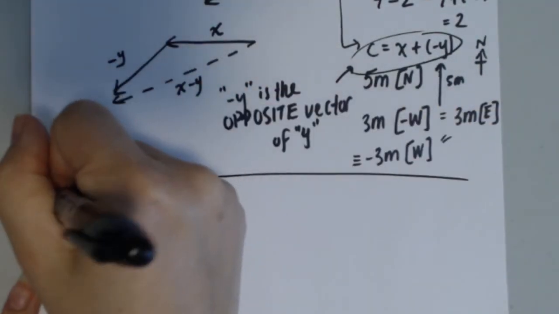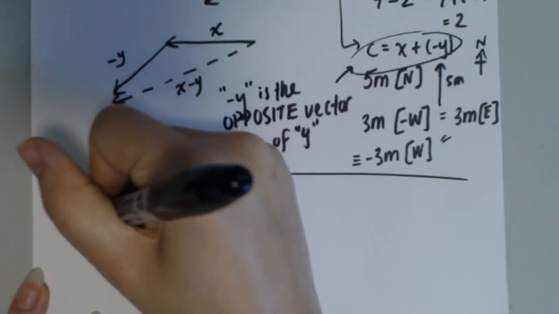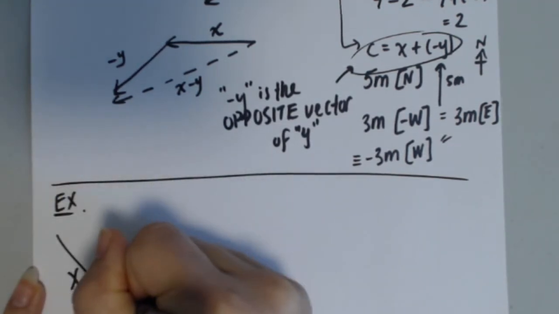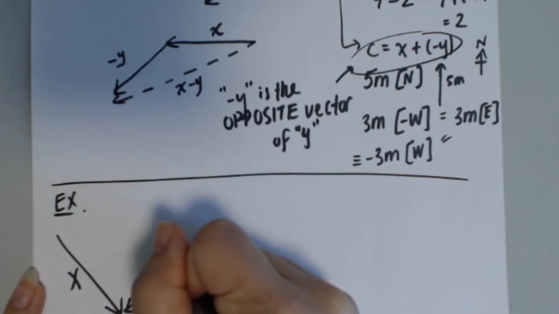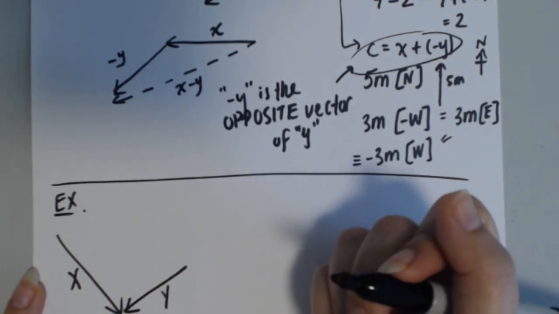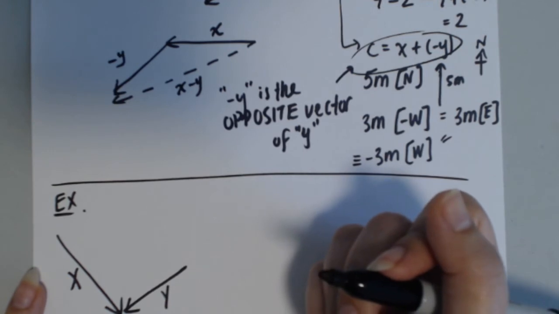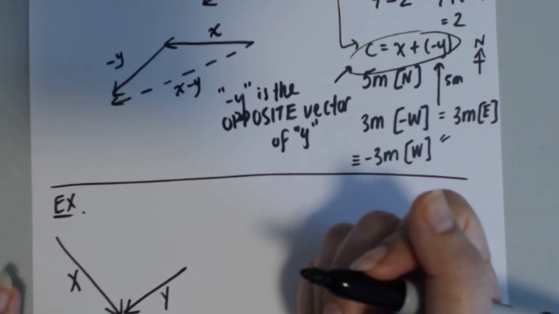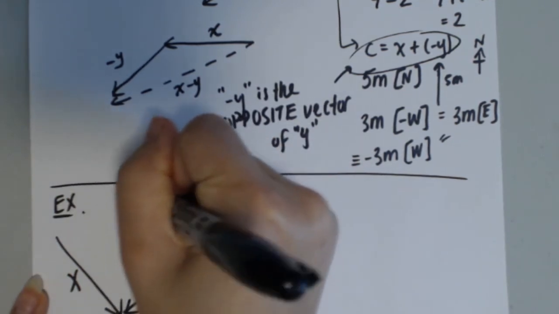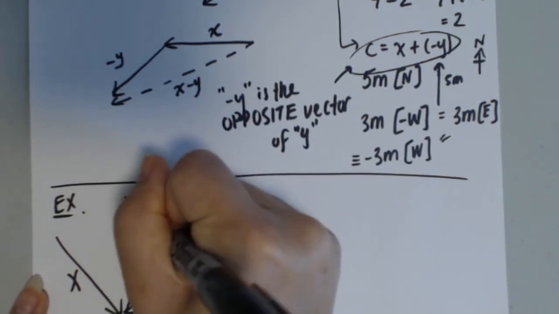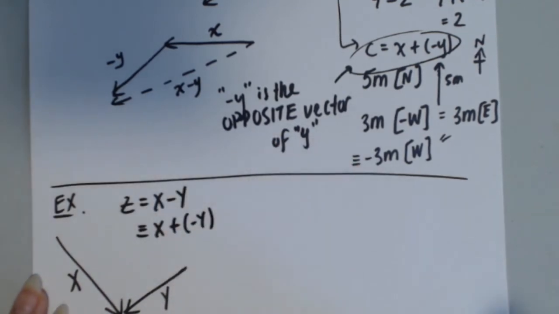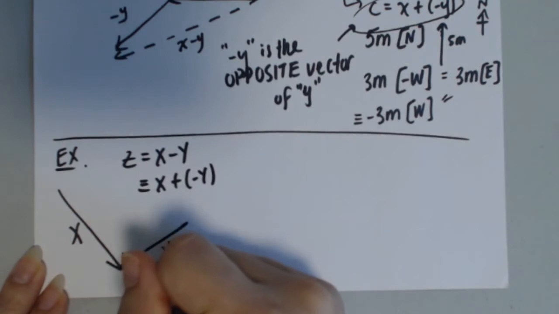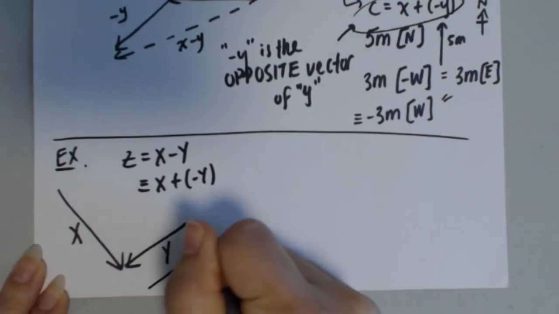All right, so we have x and we have y. Now this time they're drawn tip to tip. Now they can be drawn any way. It doesn't matter how they draw it, but you have to remember that when you attach them, they have to be tip to tail. But we're not adding x and y, we're adding x and negative y. So z is equal to x minus y, and that's equivalent to x plus negative y. So if I already have y here, remember negative y is the opposite vector. So it has the same magnitude, but it's in the opposite direction.